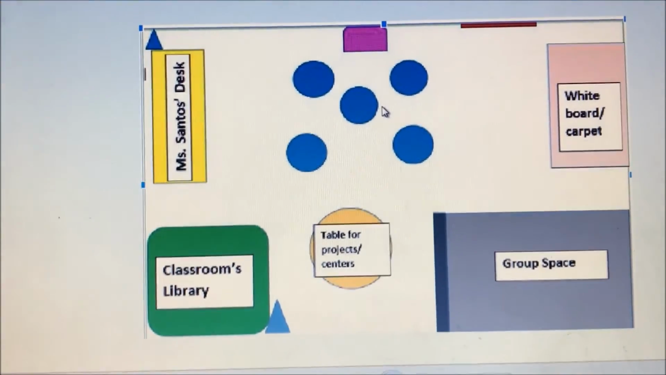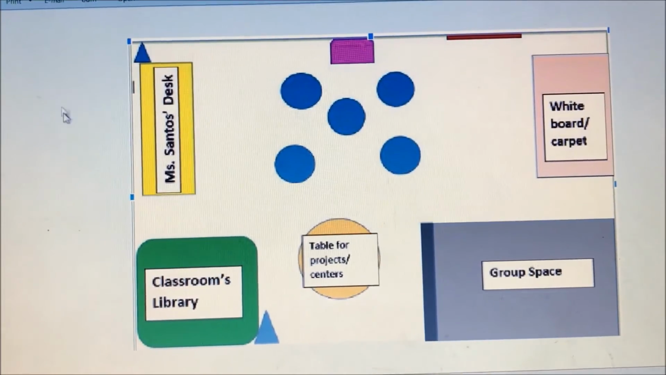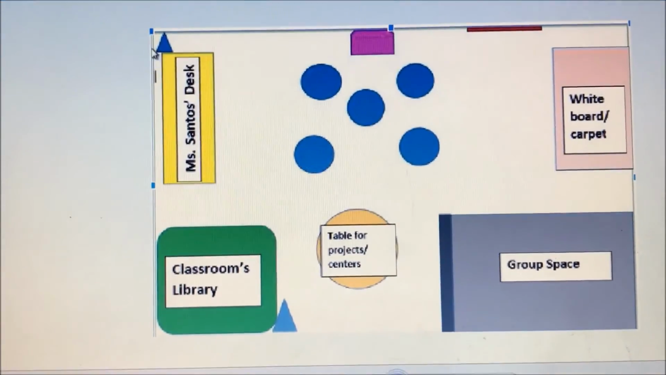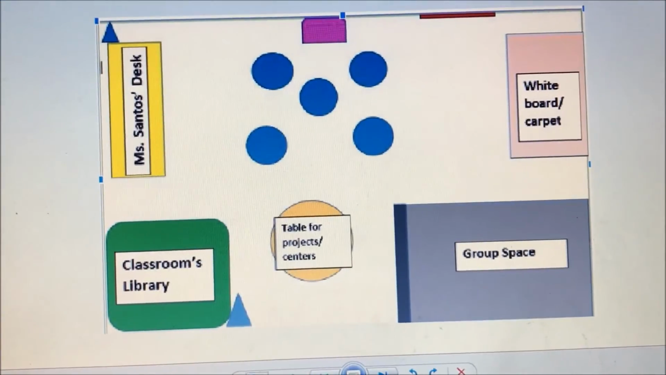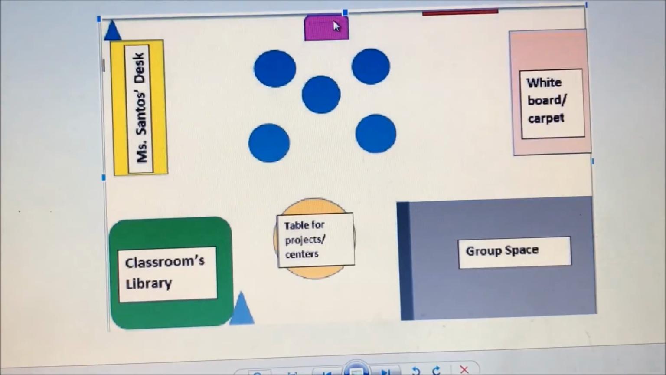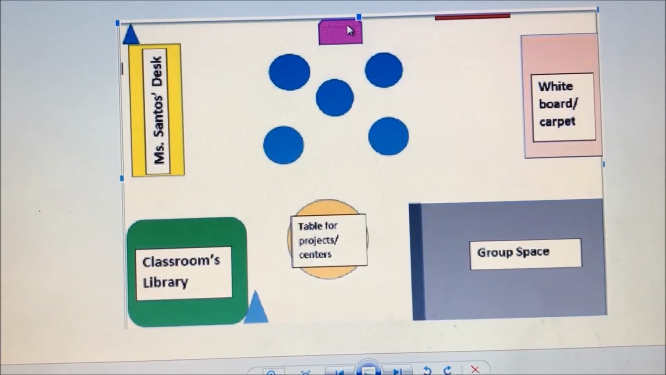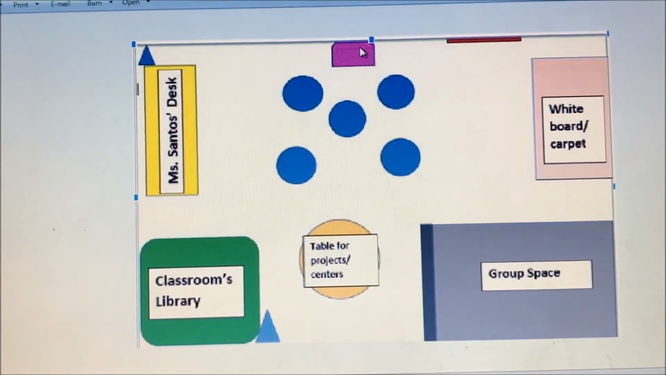So my desk is right here. The blue triangles that you see are drawers. The purple here represents where the students will place their items such as backpacks or jackets, coats.